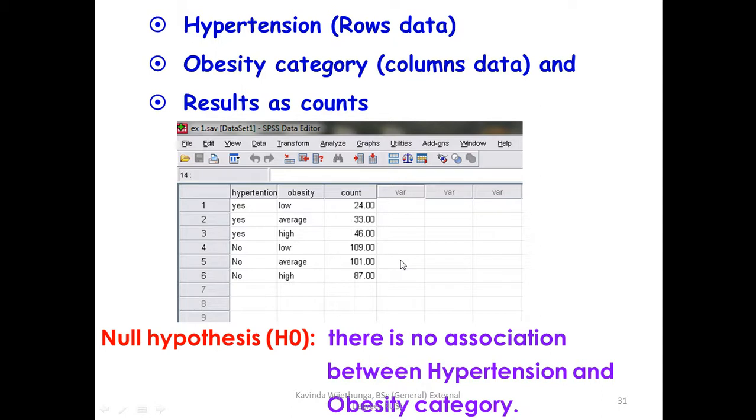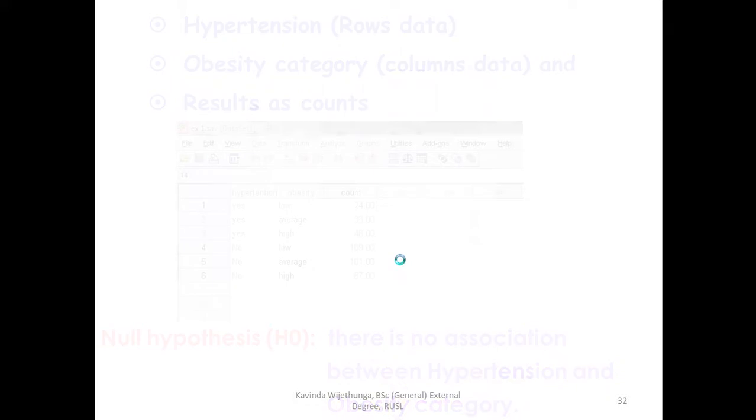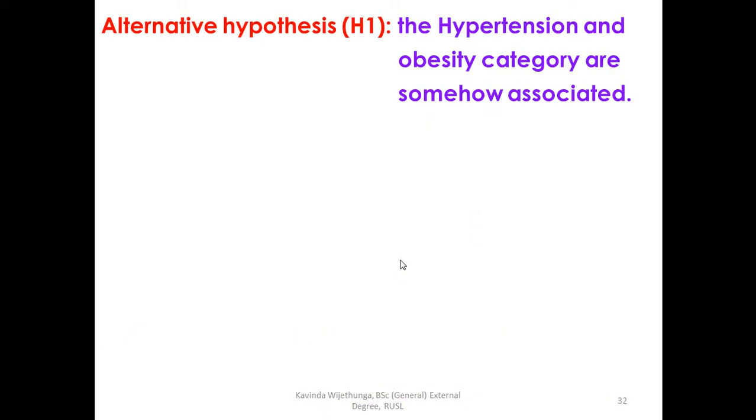The null hypothesis: there is no association between hypertension and obesity category. The alternative hypothesis: hypertension and obesity category are somehow associated, right? It means there is a significant difference between the observed value and the expected value. You can also write the alternative hypothesis this way.